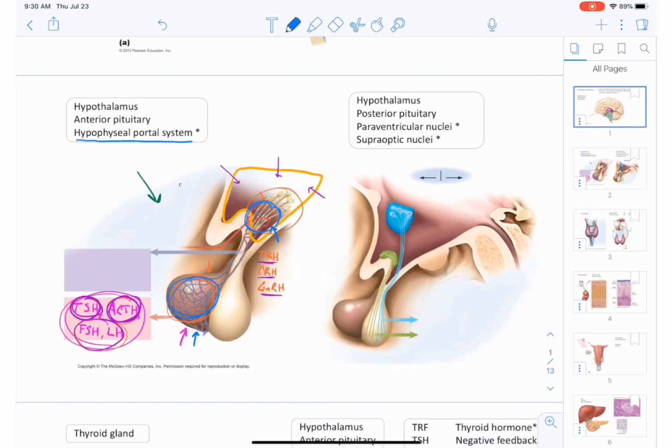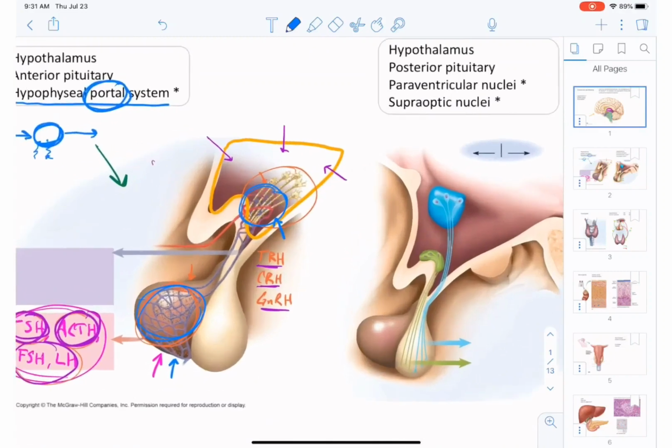And normally what happens in the circulatory system is that you have the arterial system that feeds into a capillary bed, and the capillary bed is where the exchange of materials occurs, and then that capillary bed is drained by the venous system. But when you hear the term portal in the circulatory system, that means that there's two capillary beds in a row, and that's what's happening with the hypophyseal portal system.